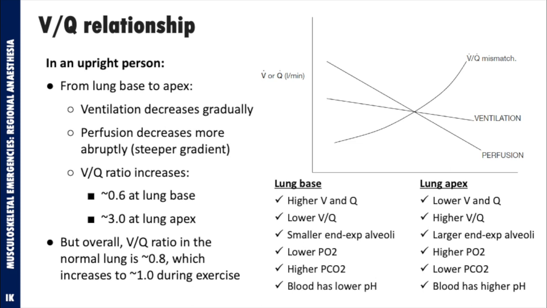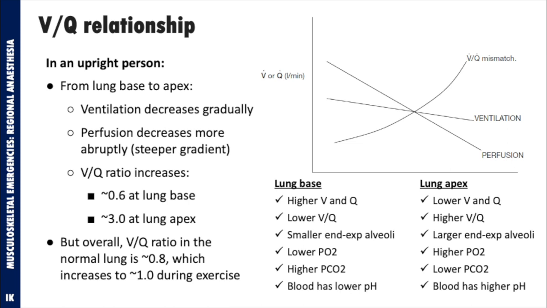So anytime the VQ ratio is not close to 1, if it goes away from 1, smaller or higher, you get hypoxemia. Okay? You always want VQ to be as close to 1 as possible. Right? Too low is bad, too high is bad. So because of these three differences, these are all the things which will change. This is basically what I just said. Lung base: higher V and Q, lower VQ.